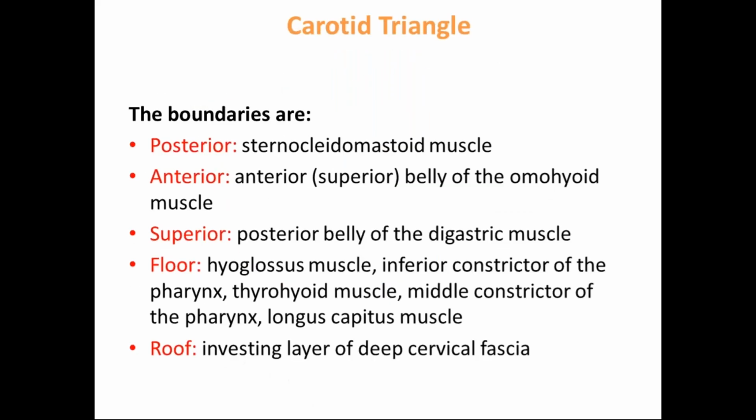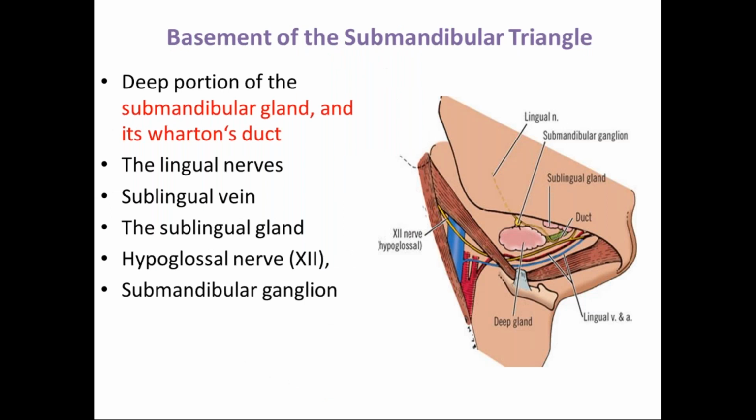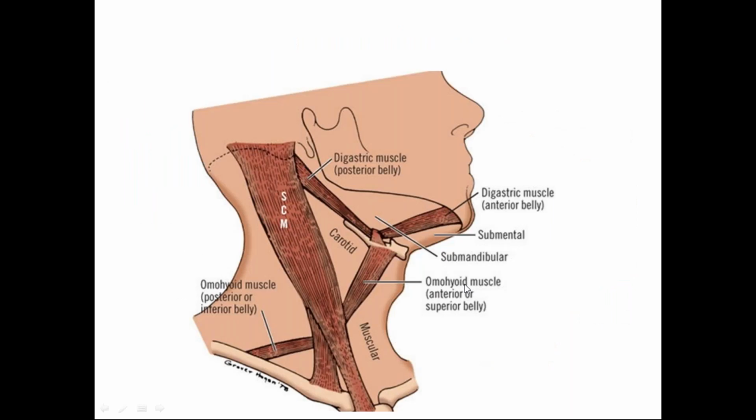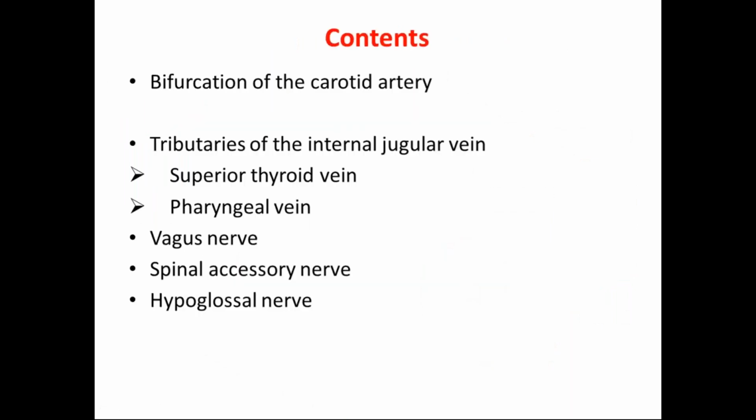In the previous image, if you noted, you can see this one here. Okay, this one. The IJV, the common carotid divided into external and internal, and there will also be the vagus nerve. So this is very important. Okay, how to remember this one.